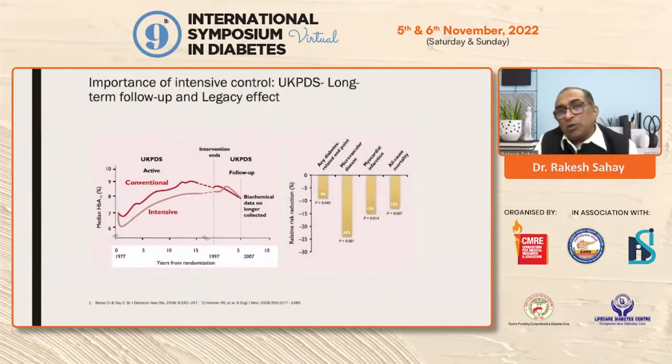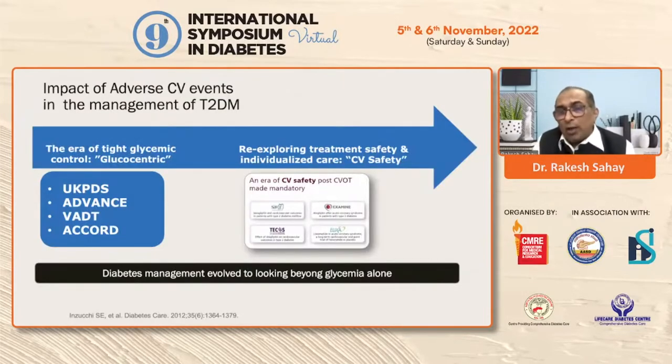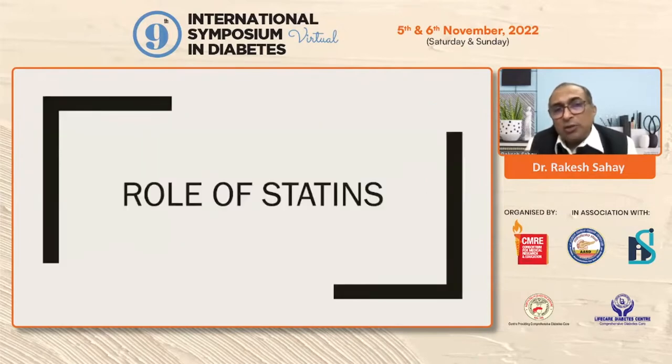But the silver lining was the follow-up of the UKPDS study, which did show that early aggressive glycemic management had a long-term legacy effect in terms of improving even the cardiovascular outcomes. And that also heralded a new era where we understood that we need to look beyond glycemic control alone, look at a multi-factor intervention rather than just glycemic control. And towards this end, I'm discussing the role of these various interventions: lipid management, blood pressure management, and then the newer therapies for management of hyperglycemia.